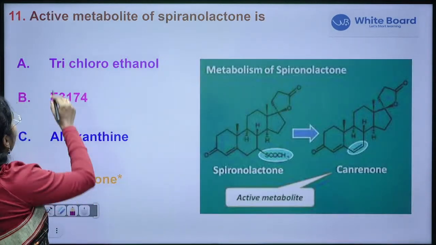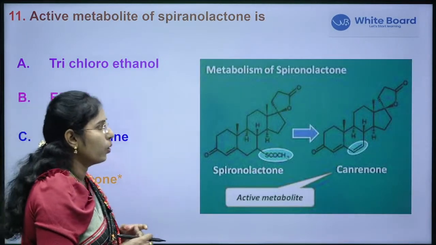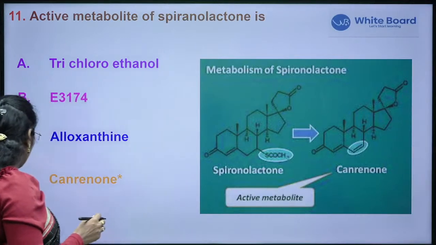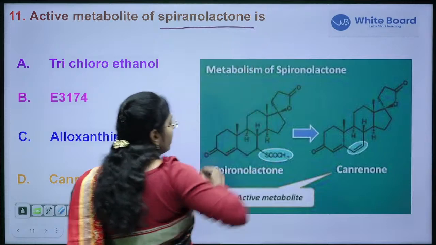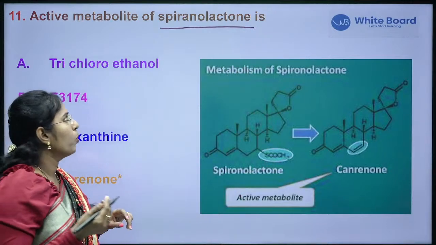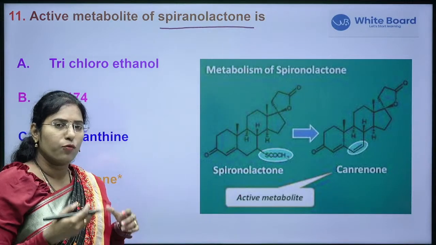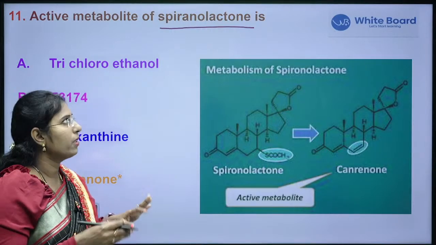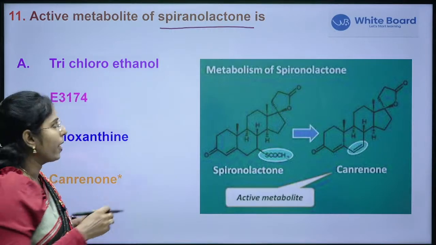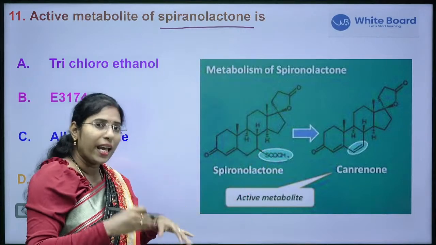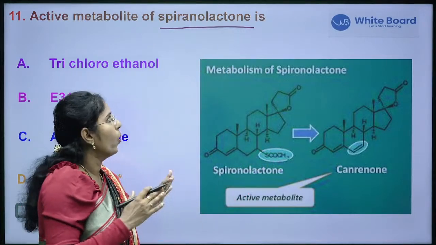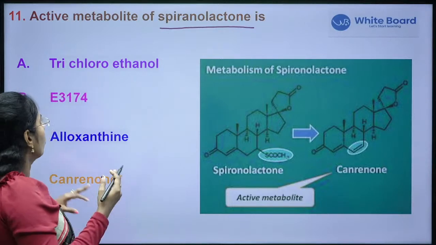11th question is active metabolites of spironolactone. So, what is spironolactone? Spironolactone is a potassium sparing diuretic, which removes the excess water that is formed in the body due to edema. So, that will be removed by this spironolactone. It is potassium sparing, means it spares the potassium levels in our body. It will not allow the potassium to go out of the body.